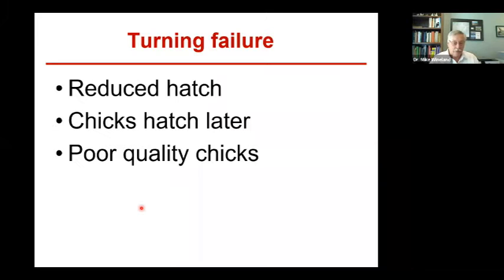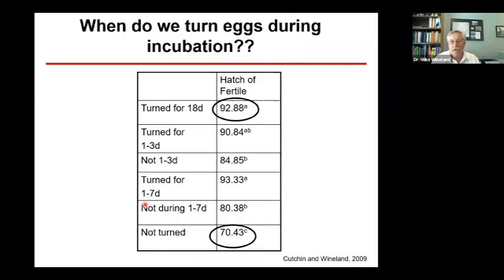With turning failures, obviously you're going to see reduced hatch. The chicks are going to hatch later, and you're going to see much poorer quality chicks when you have turning failures, especially if they occur at certain times of incubation.